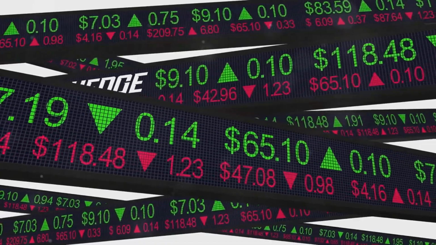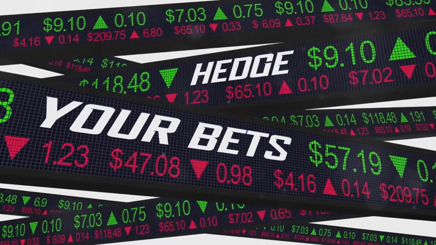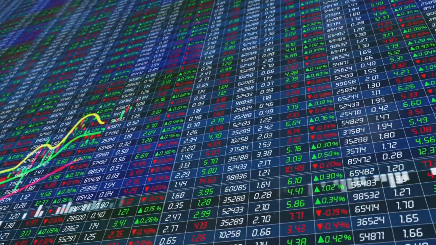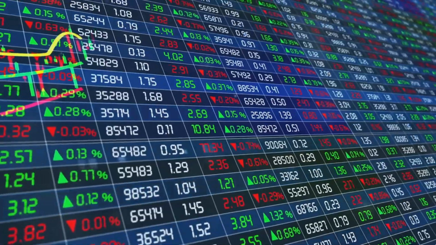A good example here would be the Healthcare Select Sector SPDR Fund, ticker symbol XLV. Financials. This sector can benefit from rising interest rates. You could look into the Financial Select Sector SPDR Fund, ticker symbol XLF.